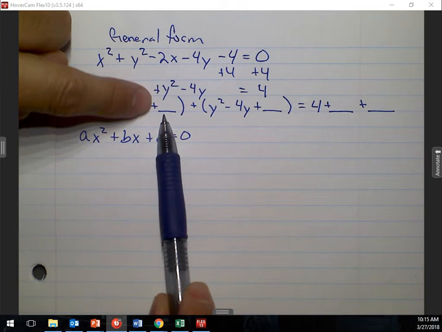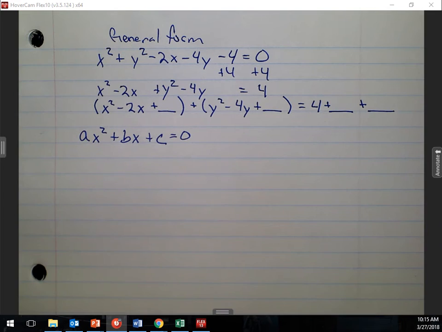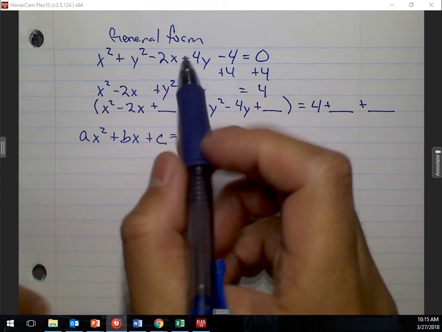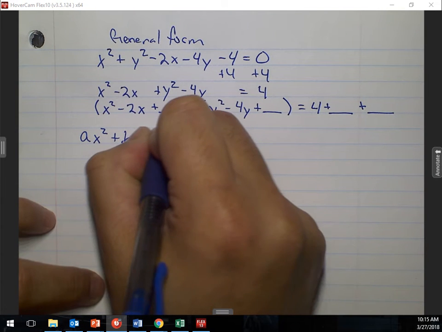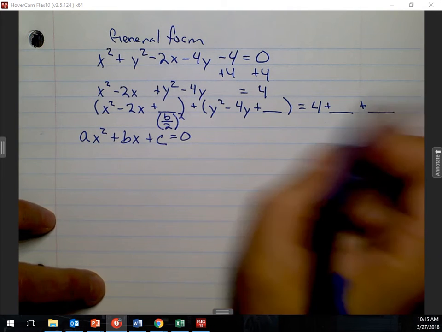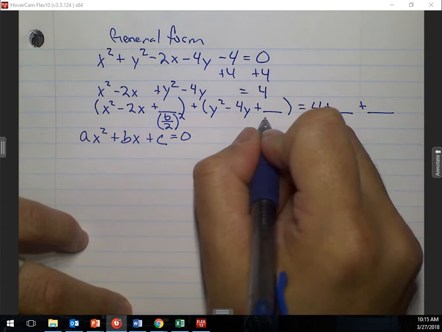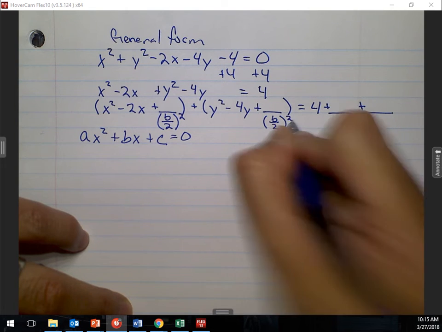So now I'm going to go back up to this. Now I need to find a something to put here. My something is going to look like this. It's going to be b divided by 2, squared. And it's going to be the same thing on this one. It's going to be b divided by 2, squared.